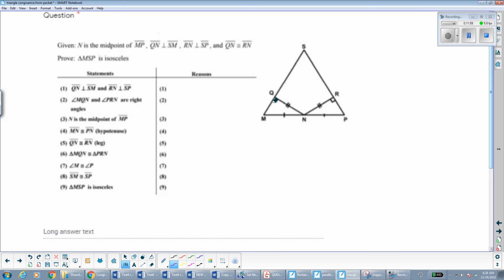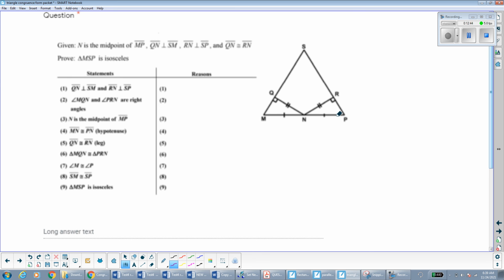Here's QN. Here's SM. And I see a right angle was already drawn in for us. RN is perpendicular to SP, and I see a right angle was already drawn in for us. And QN is congruent to RN. They already marked those as congruent for us. So the diagram is already marked for us, and our goal is to prove that the big triangle MSP is isosceles. So remember, in order to prove something's isosceles, we have to prove that it has two congruent sides.